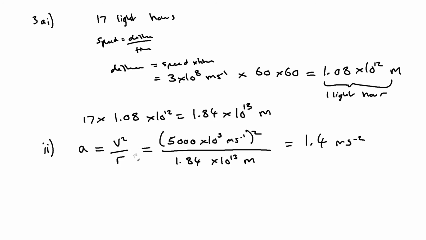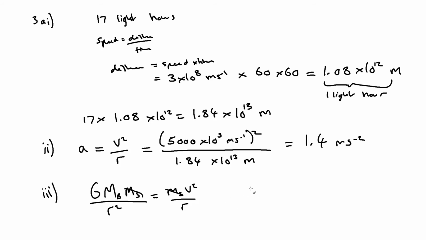How could we do that? Well, we know that gravitational force is providing the centripetal force. So we know that G, mass of the black hole, M_B, multiplied by the mass of the star, over r squared has got to equal mv squared over r. We can cancel the mass of the star. We know v squared over r is 1.4.